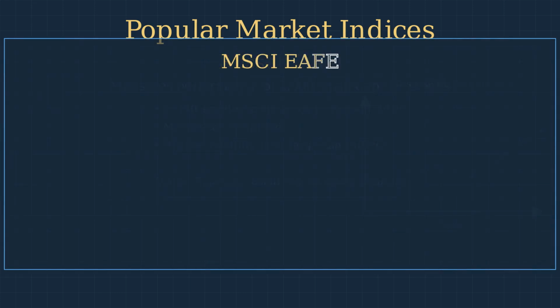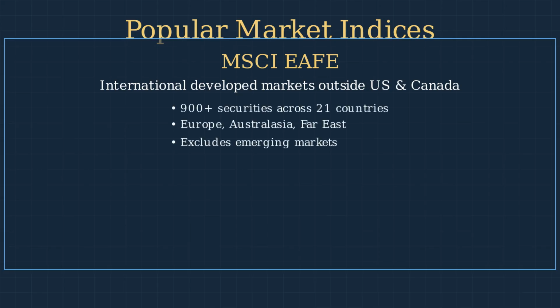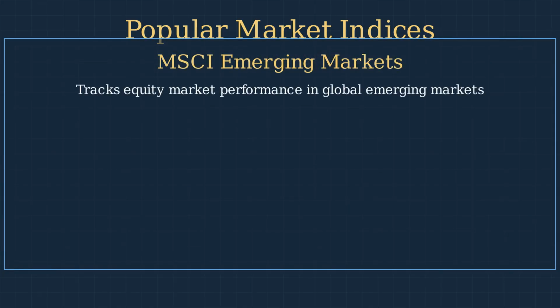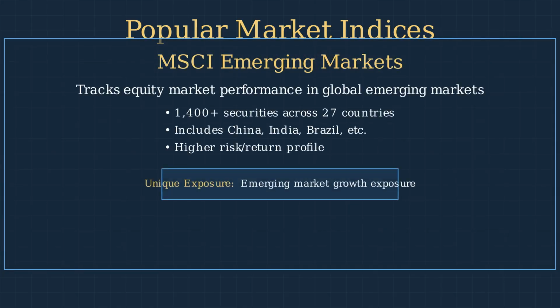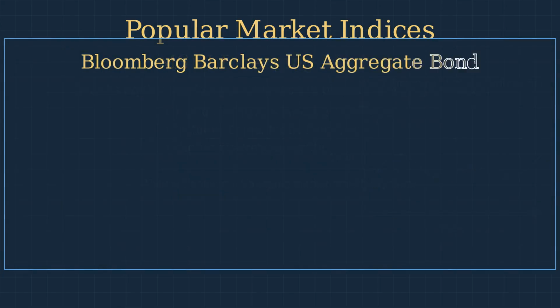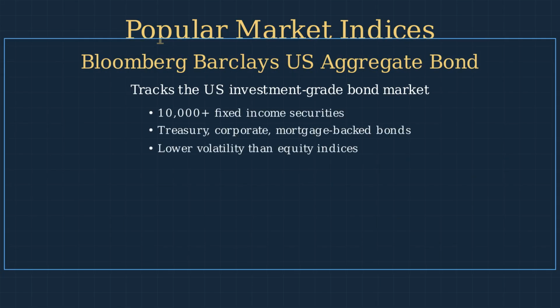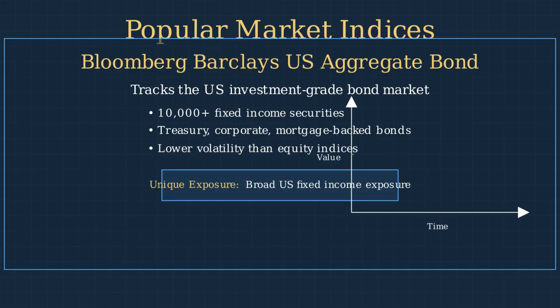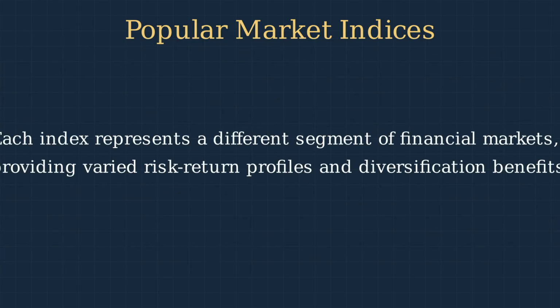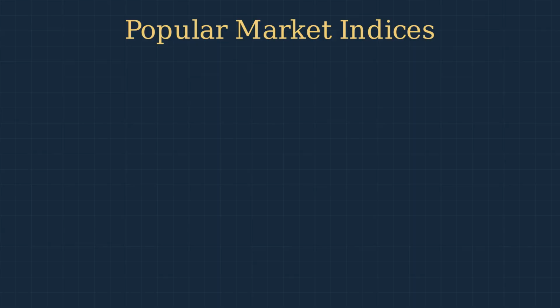The MSCI EAFE tracks international developed markets outside US and Canada, developed international market exposure. The MSCI Emerging Markets tracks equity market performance in global emerging markets, emerging market growth exposure. The Bloomberg Barclays U.S. Aggregate Bond tracks the U.S. investment-grade bond market, broad U.S. fixed income exposure. Each index represents a different segment of financial markets, providing varied risk-return profiles and diversification benefits.